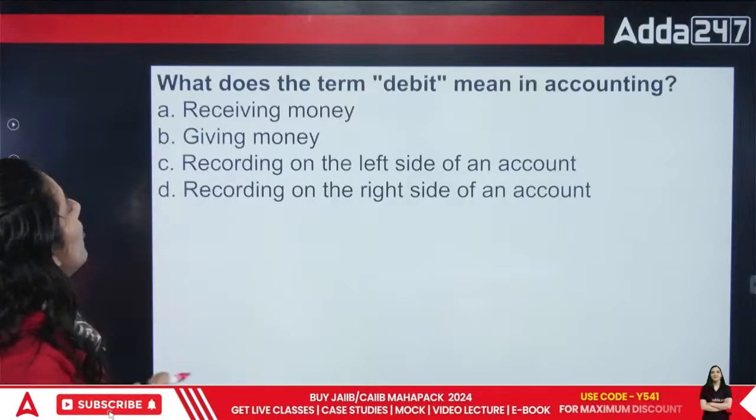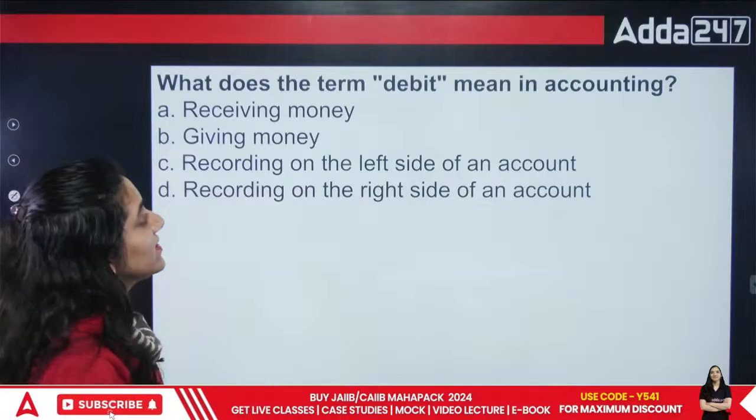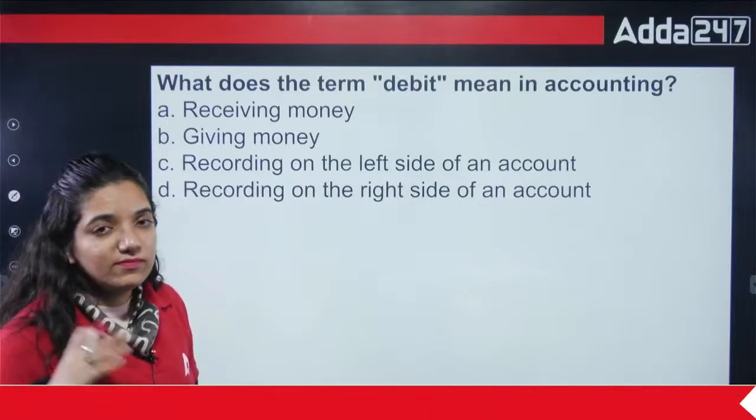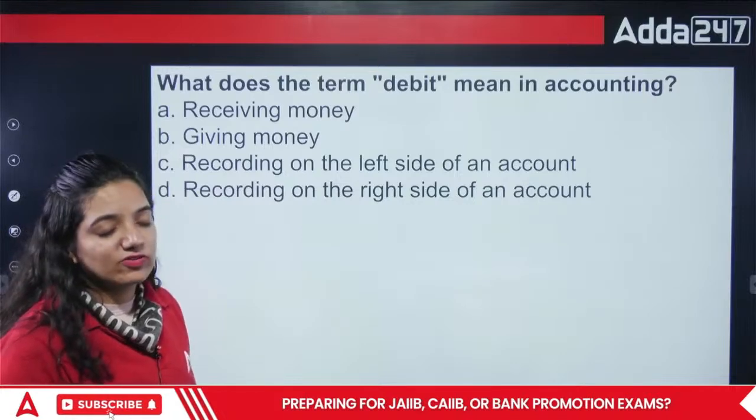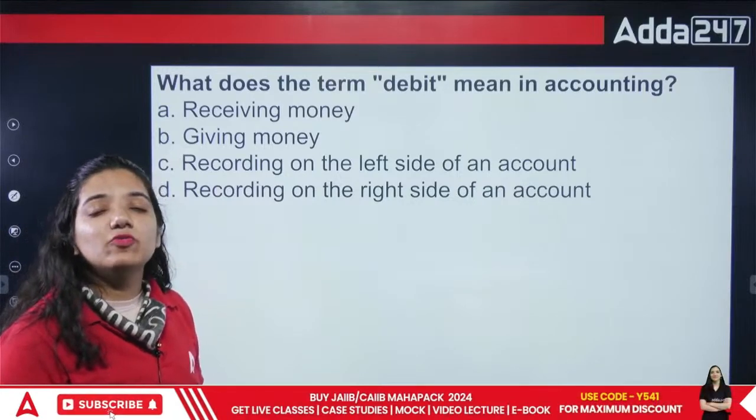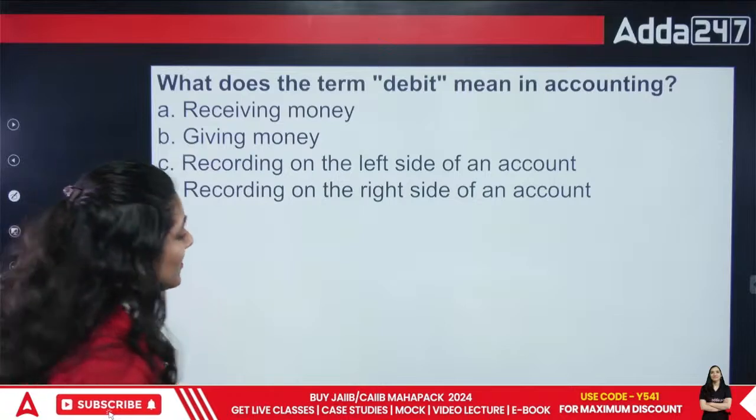Then comes, what does the term debit mean in accounting? In accounting, it has been taken into the area of accounting from a particular person called Luca Bartolomeo de Piccioli. This particular person had given the area.